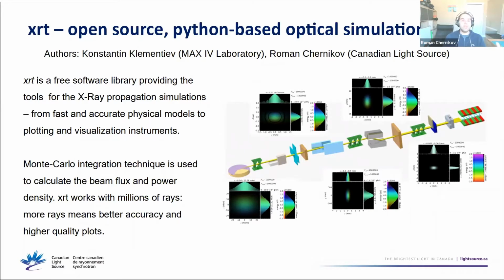The main idea, the main technique that we use is Monte Carlo. We sample lots of rays, millions of rays, and then we use them to represent the beams, and we use these millions of rays for numeric integration in case of wave propagation later. And that's the main benefit, the main advantage of XRT. We can easily consume millions and millions of rays. That gives us precision and high quality of the plots.